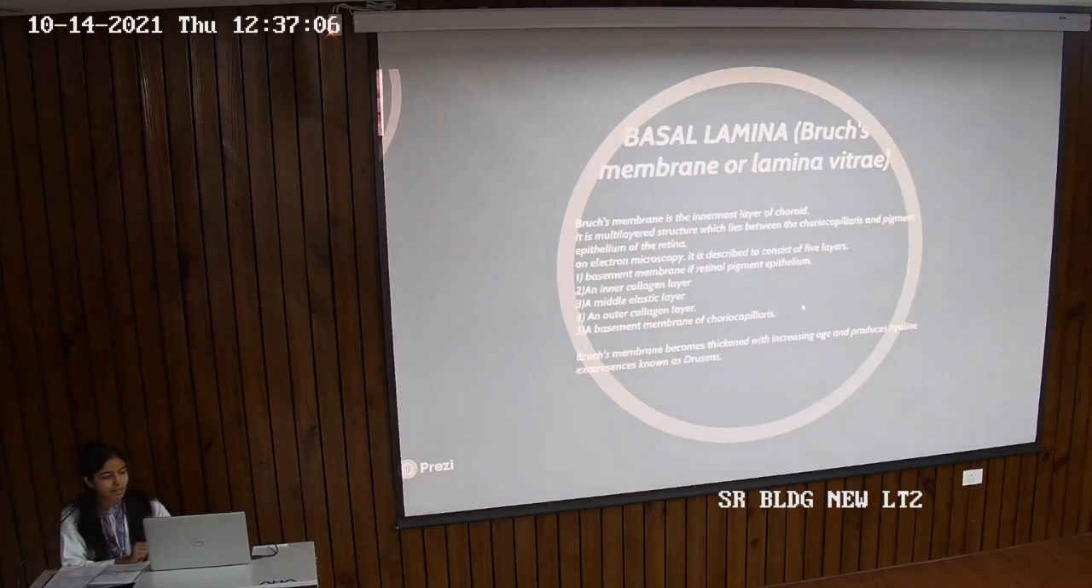Now the basal lamina, or Bruch's membrane, is the innermost layer of the choroid. It is multi-layered in structure, and it consists of 5 layers when seen in electron microscopy. It consists of the basement membrane of the retinal pigment epithelium, then the inner collagen layer, then the middle elastic one, then the outer collagen, and the outermost is the basement membrane of the choriocapillaris. With advancing age, Bruch's membrane gets thickened, and it produces hyaline protuberances which are known as drusen.